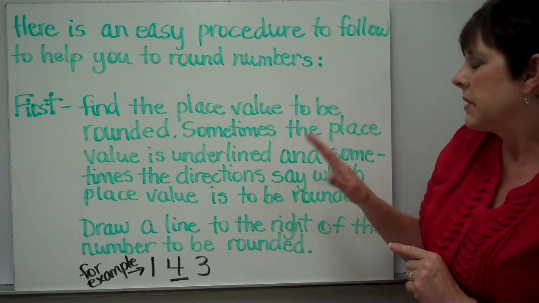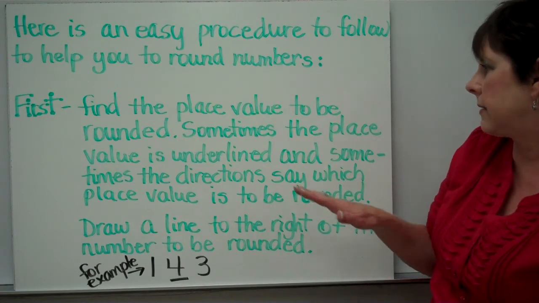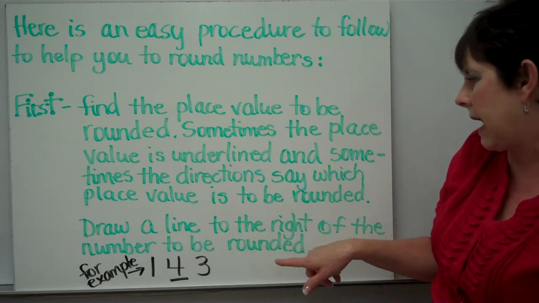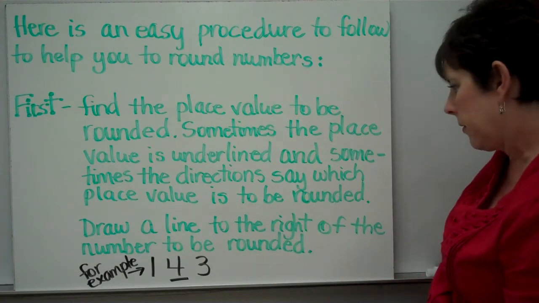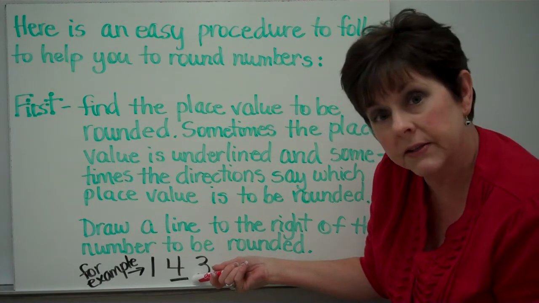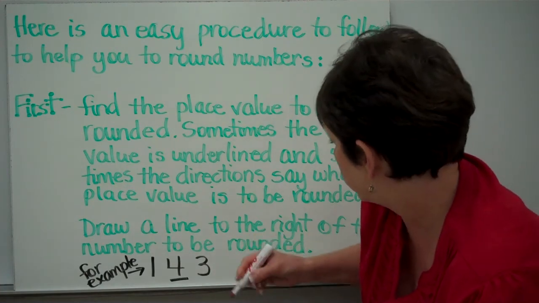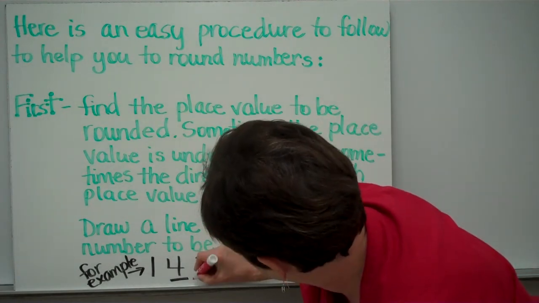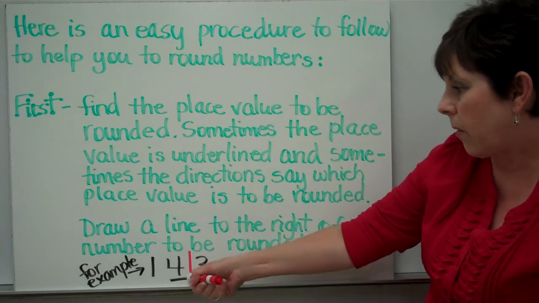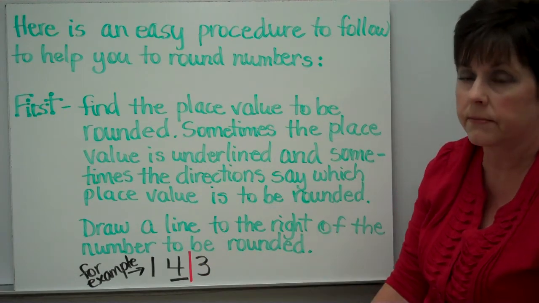All right. So when you find the place value that is to be rounded, draw a line to the right of the number to be rounded. Here our number is 4 that's underlined. So we're going to draw a line, I'm going to call it a fence, to the right of the number that is to be rounded.